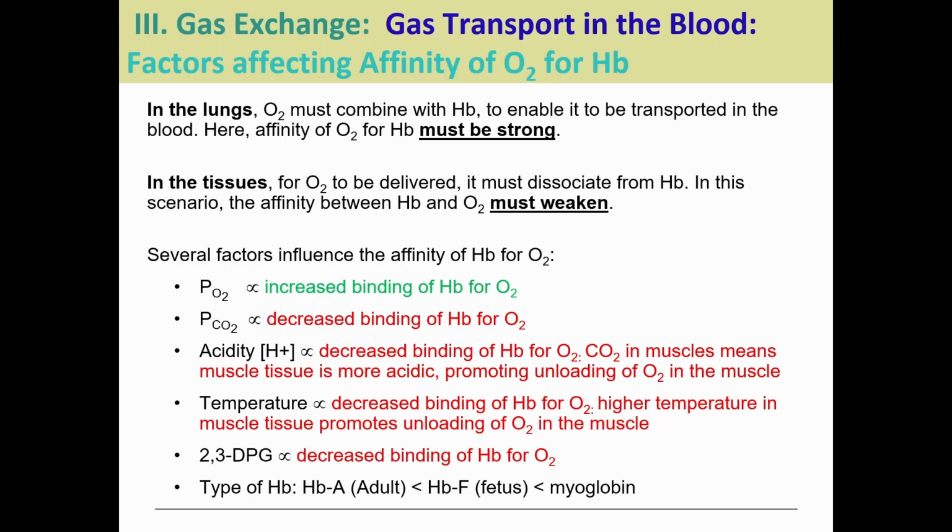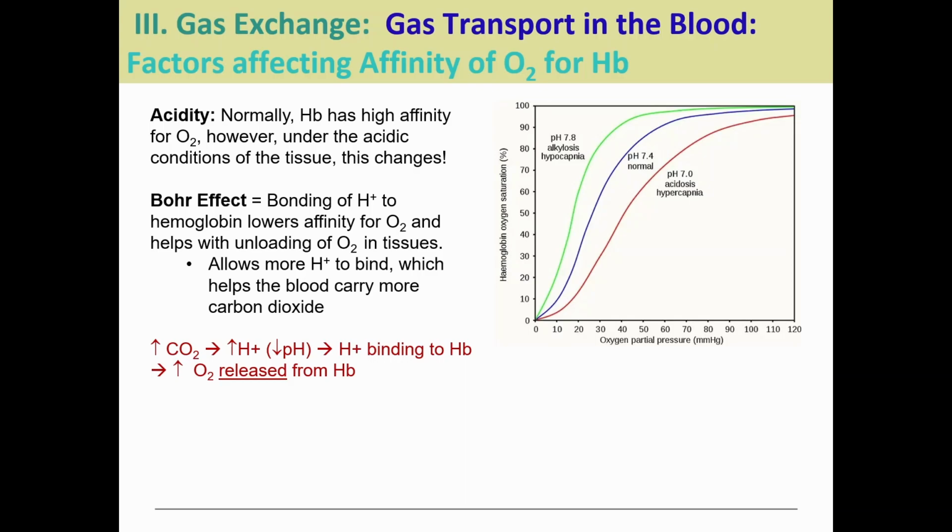And we have a couple different types. We have HbA, which is just the adult hemoglobin, and HbF, which is the fetal hemoglobin. So normally, hemoglobin has a really high affinity for oxygen, but if it is acidic in the tissues, this changes. So if we're looking over here, we're seeing the partial pressure and the hemoglobin oxygen saturation. We're seeing as it gets more acidic, that affinity drops, right? That affinity is lower than normal.